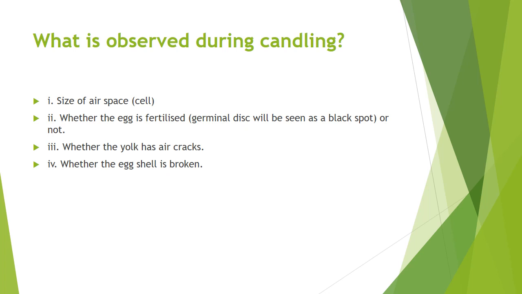The first one that you are going to observe is the size of the air space. The second one that you are going to see is whether the egg is fertilized or not. If it is fertilized, you are going to see a germinal disc which will appear black. Then whether the yolk has cracks or is double. So you should also see whether the eggshell is broken. Those are some of the abnormalities. Whether the shell is porous, or whether the shell has hair, whether the yolk has blood spots. Those are some of the abnormalities that you are going to see.